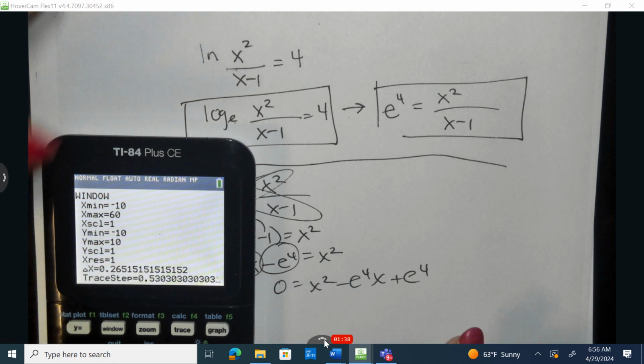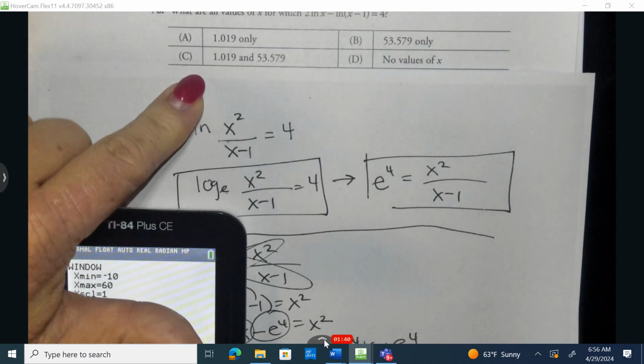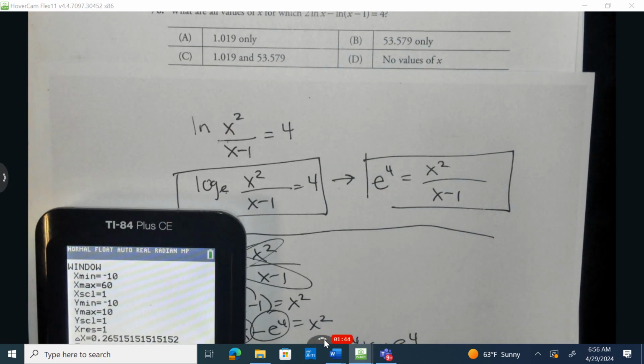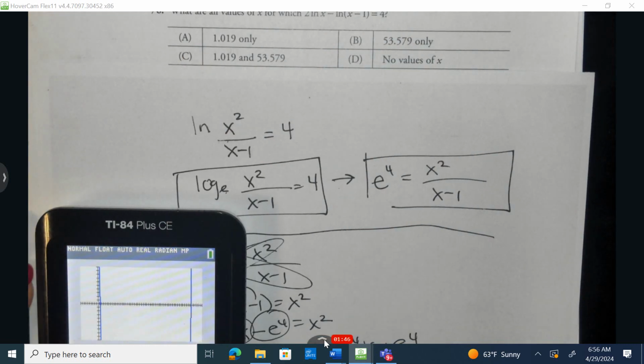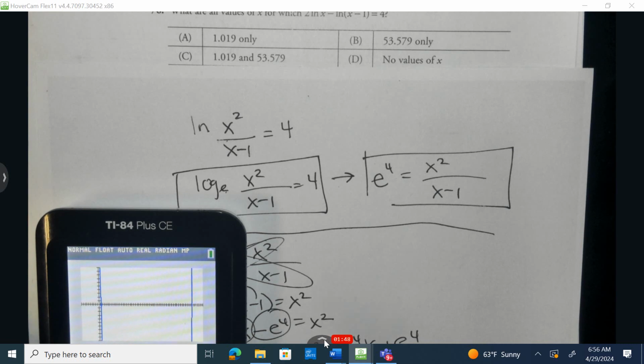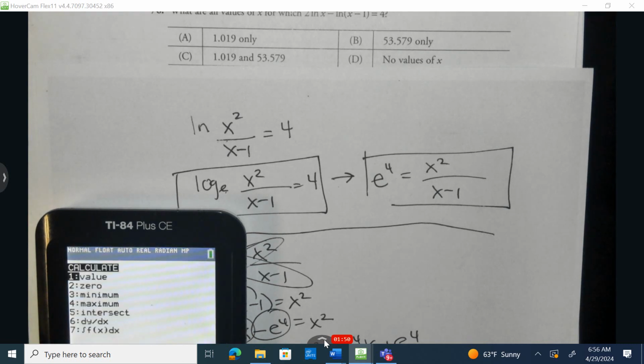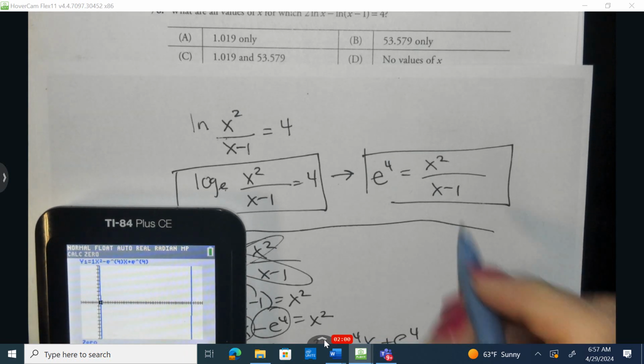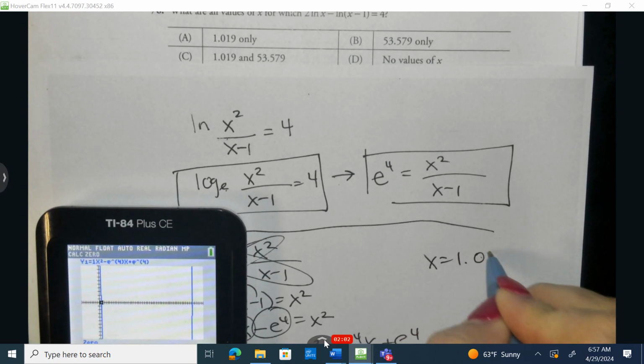Then I'm going to go to Window, and when I look at my choices, notice that my choices could be 1 and possibly all the way up to 53. So I went past that point and I graphed it. Now let's make sure that we get those exact answers. I'm going to go second trace to find the zero. I know it's between 0 and 2, based on the fact that I believe it is 1.019. And we can see we get the exact answer, 1.019.